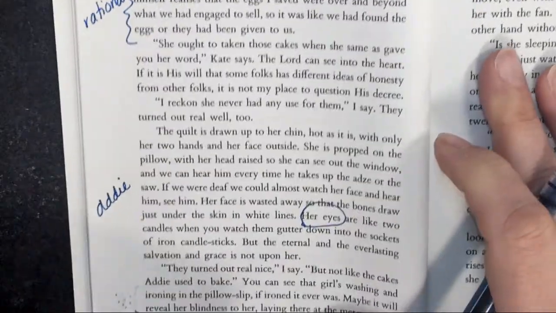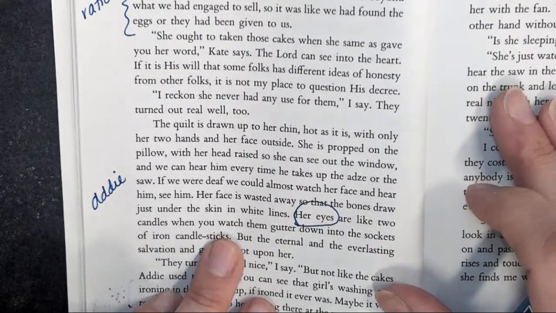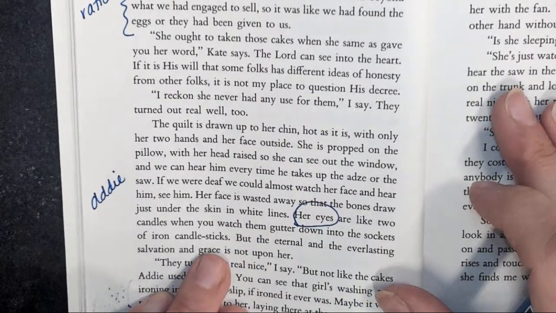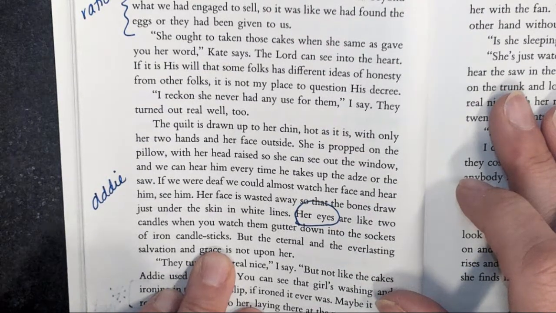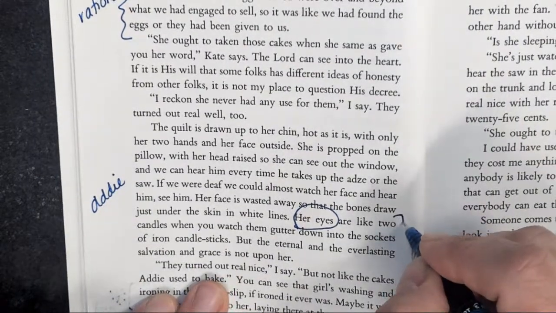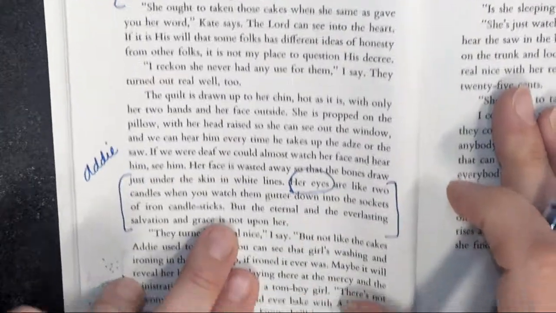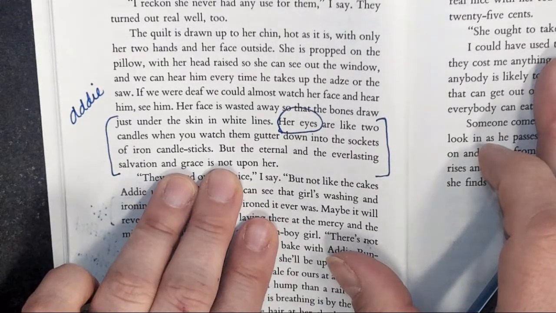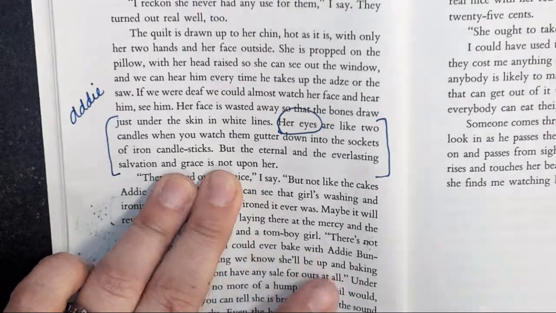All right. So she said her face is wasted away. Her eyes are like two candles when you watch them gutter down into the sockets of candlesticks. So you can barely see the flame, but it's about to go out. And so she's comparing the life in her eyes to the flame of that candle. All right, and this is important. But the eternal and the everlasting salvation and grace is not upon her. What does Cora Tull mean by that? Yeah, she's not saved. She doesn't believe that she is saved.